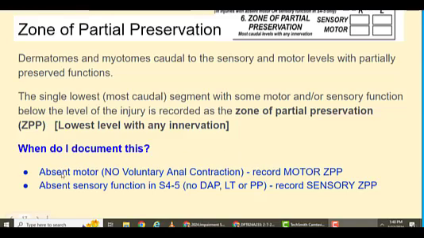So if you have absent motor, no voluntary anal contraction, then that's when you're going to record a motor zone of partial preservation. And if you have absent sensory, either the light touch or the pinprick in S4, S5, or the deep anal pressure, then you're going to record a sensory zone of partial preservation. This may be changing, but for our purposes for this exam, that's what we're going to go with. So we're only going to record a zone of partial preservation in a complete injury.